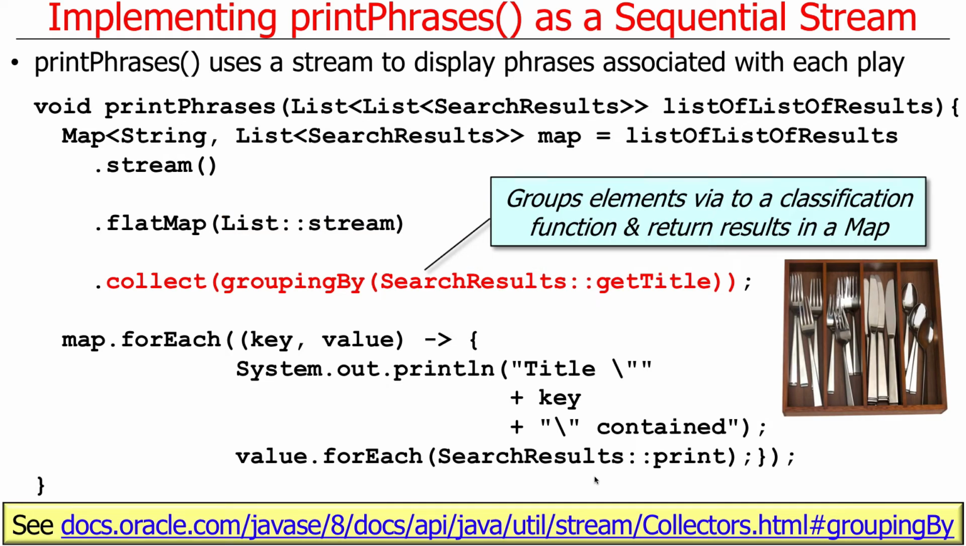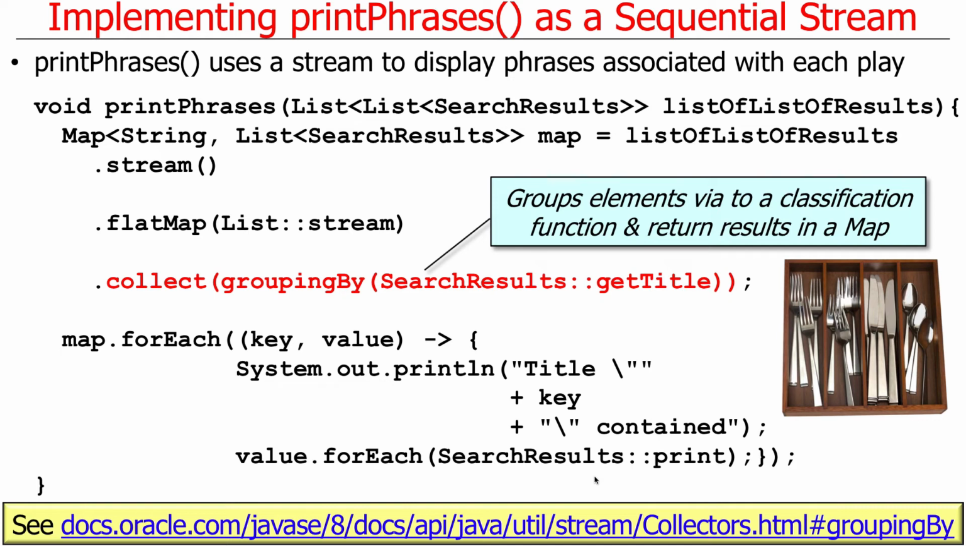So we're going to end up using the groupingBy method to group things. And this is what's cool about this: groupingBy has a bunch of different parameters. This particular one is going to take a classifier, and it's going to group things according to title. So it's going to take in the stream of search results and group things that have the same title, and that's going to be the key, so it'll be the string. In this case, the title is the name of the play.